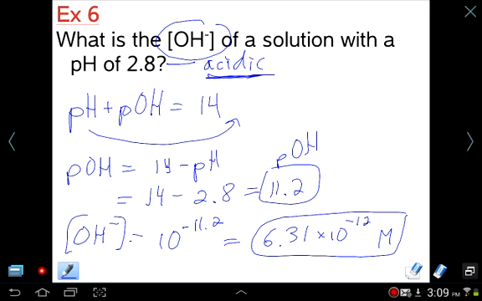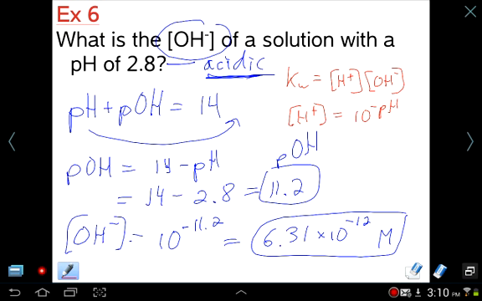Now you could have also done this problem from the other way. You could have used kW, the definition of kW, H plus times OH minus, and you could have undone pH. So you could have used this equation. You could have said that H plus is 10 to the negative pH. You could have used both these equations and still arrived at the right answer. There's two ways to go here.